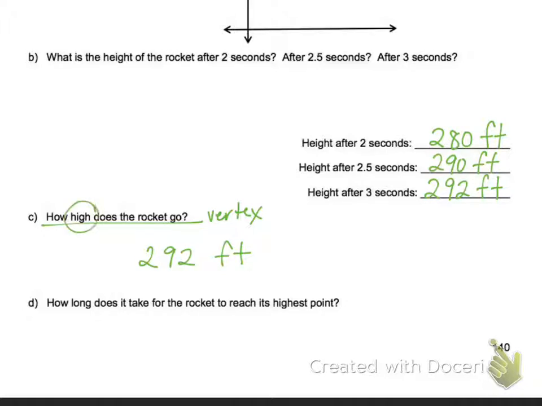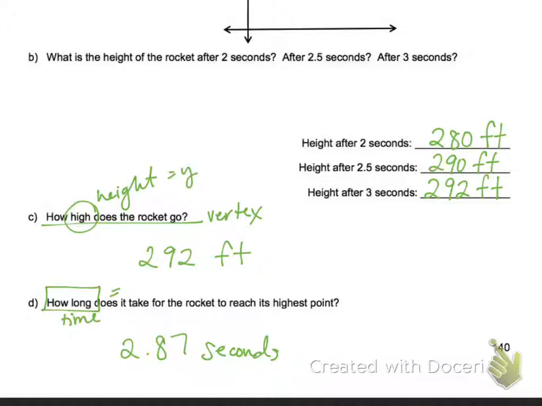So when it says how high, it's asking for the height, but then question D is saying how long does it take for it to reach its highest point. So what is it asking me for there? The seconds. So the time. So what is that time? 2.87 seconds. So be sure that you are careful if is it asking me for the y or is it asking me for the x. So in this case, in C, it's asking me for y, and D is asking me for the x.